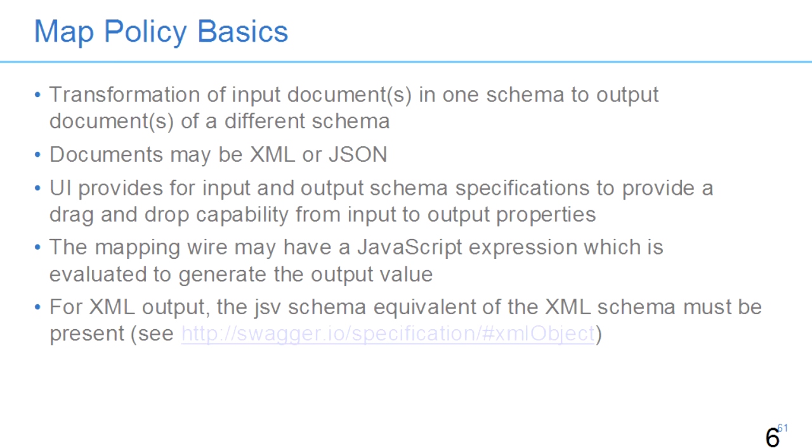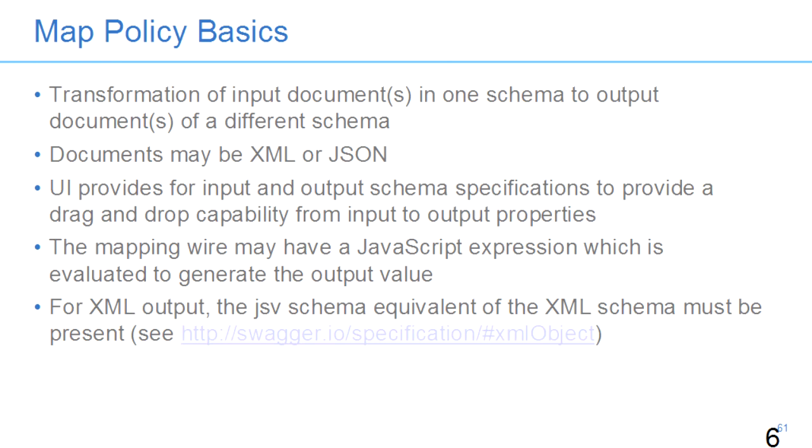There is a mapping wire itself that is done by the UI. When it does that, you can actually click on it, and you get a JavaScript expression, which is then evaluated, that will generate the output value of that map as you're combining fields or doing things that could be whatever dynamicism you want to have in your JavaScript.